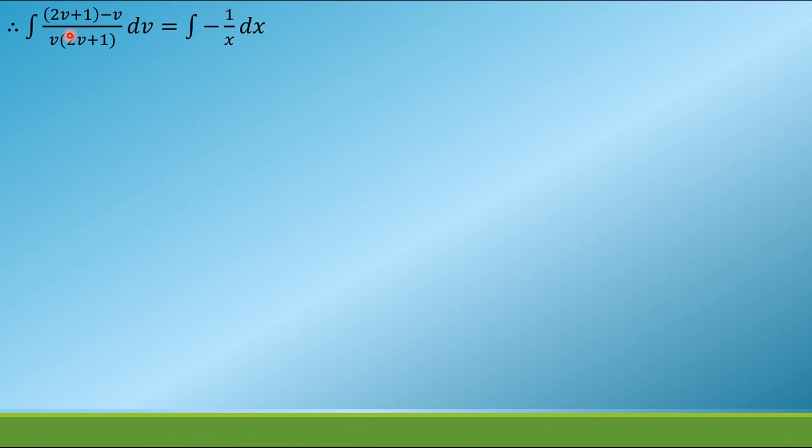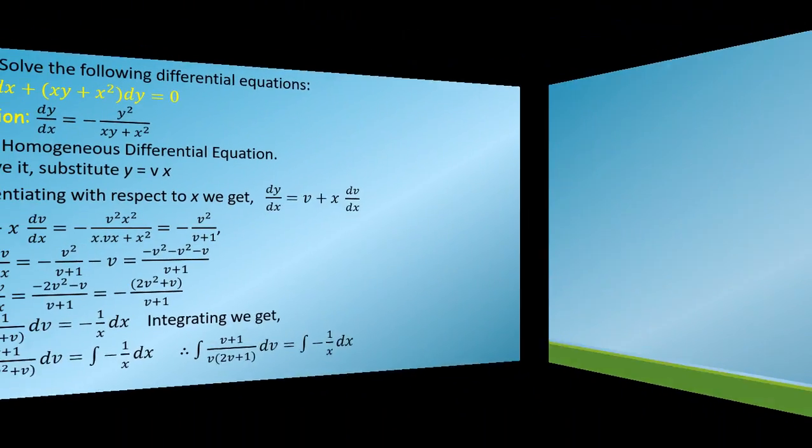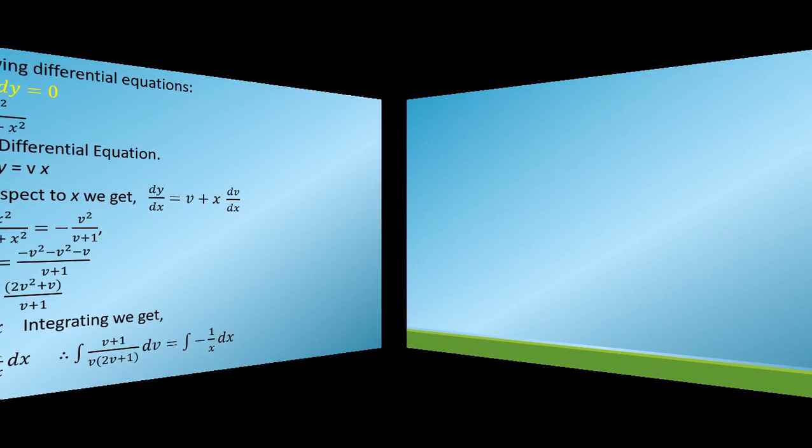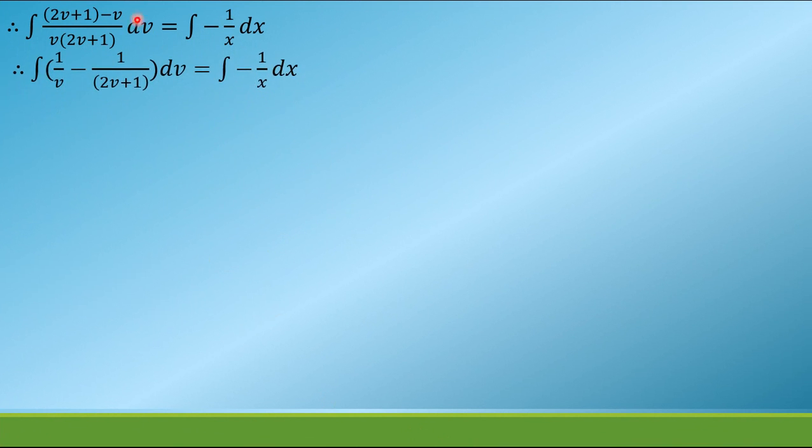So there is one adjustment, 2v plus 1 minus v. I would like to go back. So here v plus 1 is made 2v plus 1, 1v is increased and 1v is subtracted. So we came to this stage. Now separating the things, first thing you will get 1 upon v, second thing you will get 1 upon 2v plus 1, remaining things as usual.